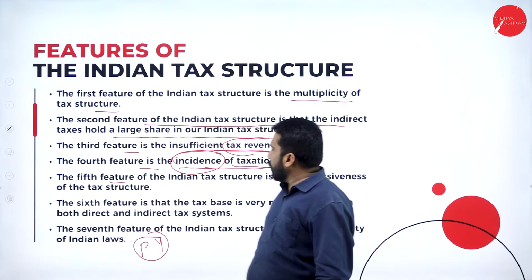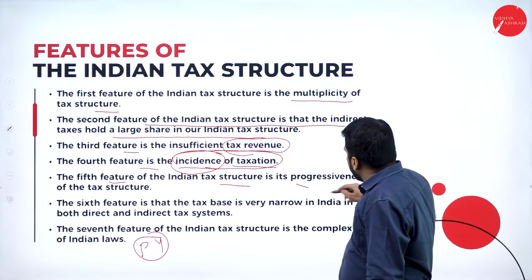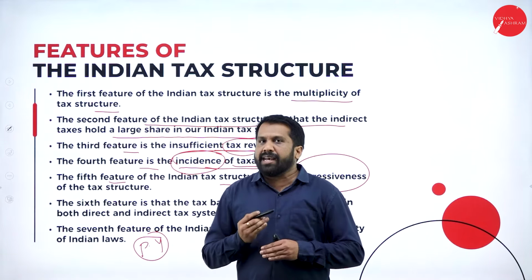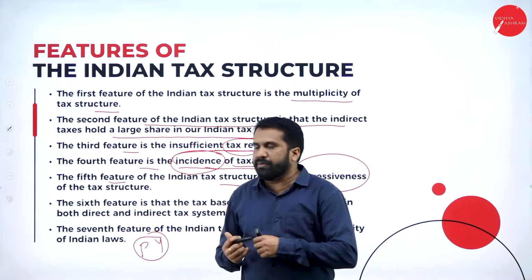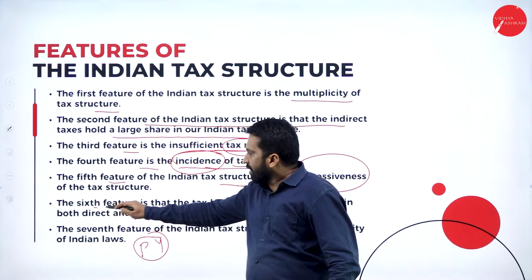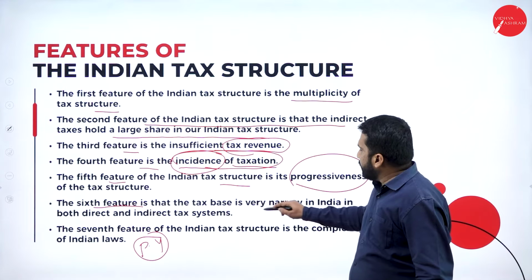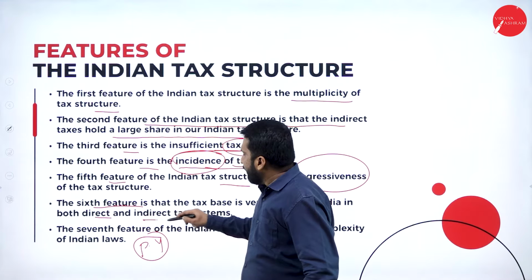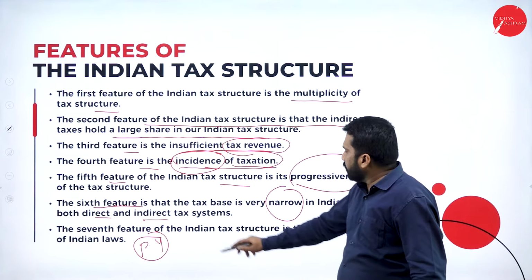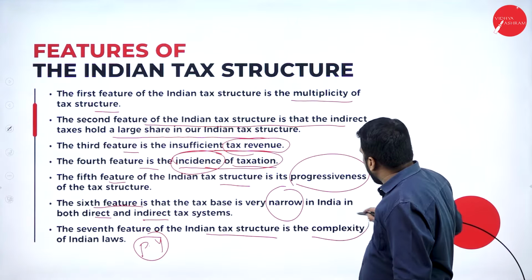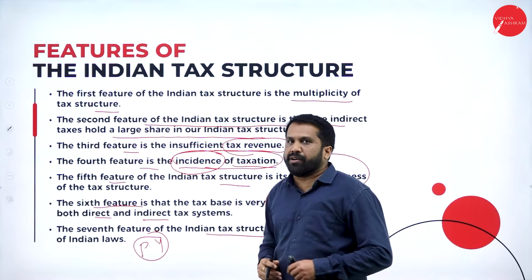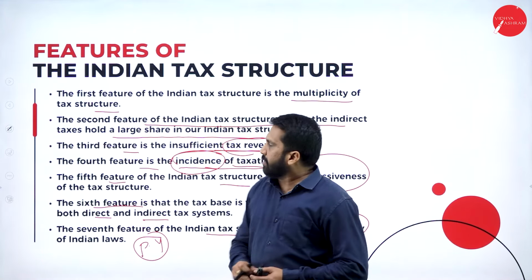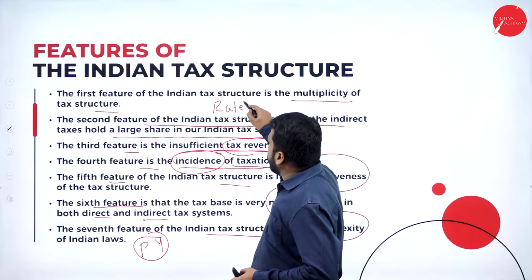The fifth feature of the Indian tax structure is progressiveness. Every year the tax rate increases and every year the revenue of government always increases. The next one, sixth feature, tax base is very narrow in India, both direct and indirect. And the last one, the Indian tax structure is complex. Complexity means for taxation, we need two things: one is administration cost as well as the rates. The rates are very complex.